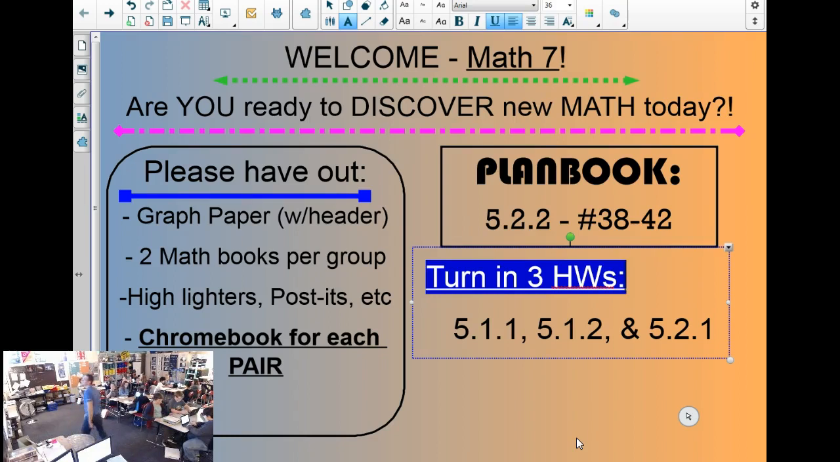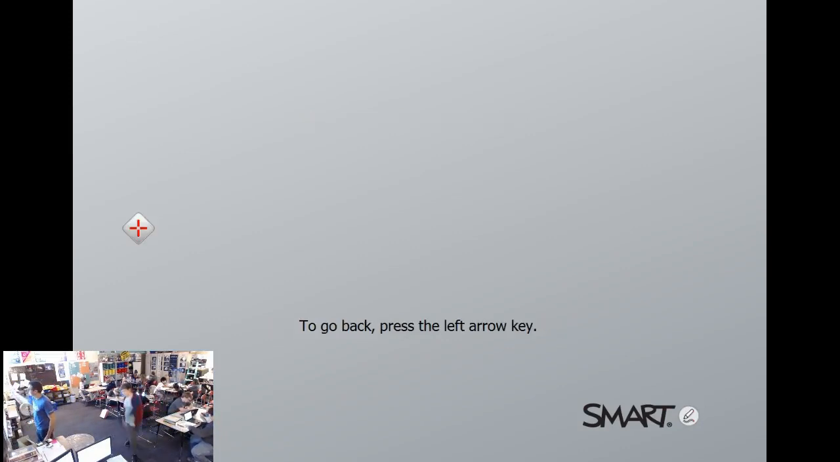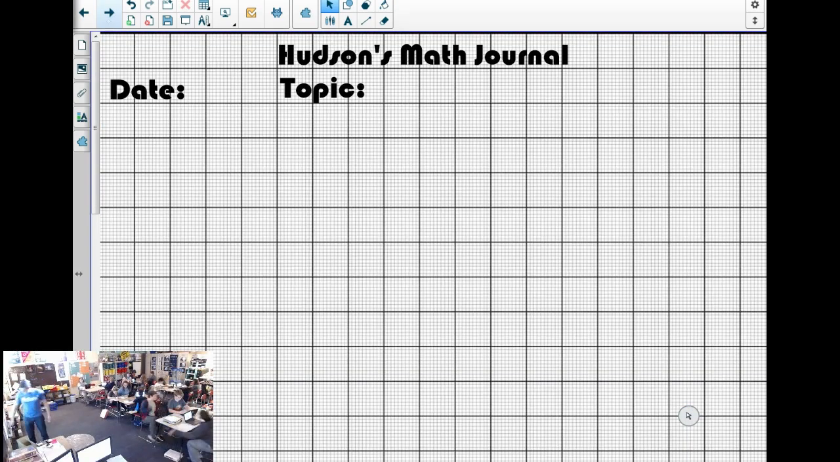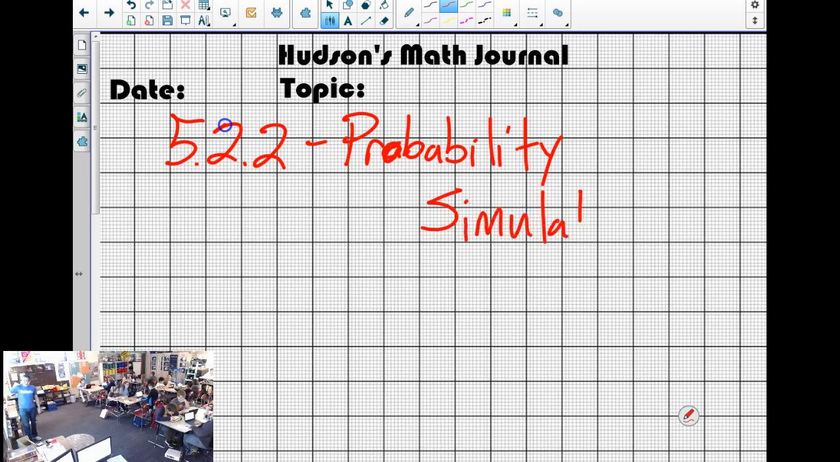And then, if you're labeling your notes, you want to label it probability simulations. So in our notes, 522, probability, that's an O, probability. Yes, go into the ebook. Probability simulations.